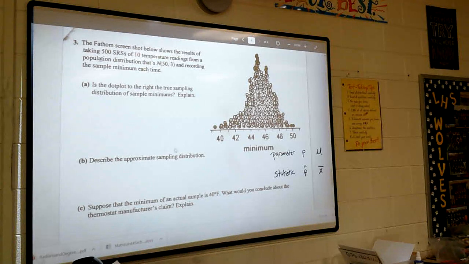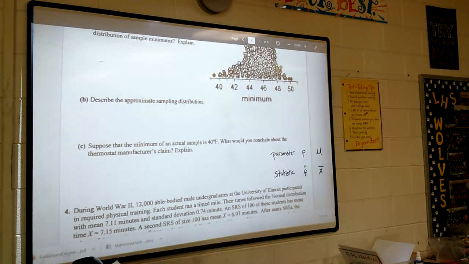In C, it says, suppose the minimum is actually 40. Let's say the population is actually 40, that's where it should be, but we're centered around 45. So what would we conclude about this manufacturer's claim?